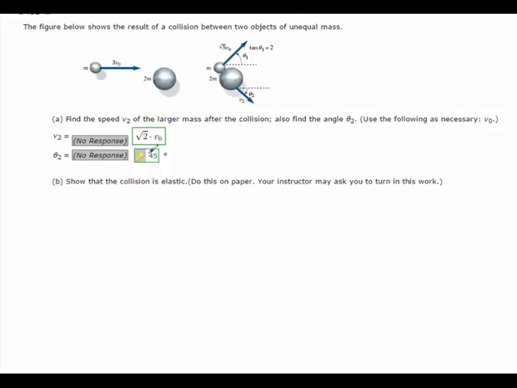This one here, I also have the answers, and I'll prove to you how to solve this one. Alright. The figure below shows a collision between two objects of equal mass. Now this one is showing you what happened before and what happened afterwards. Alright, so you're going to work this basically the same way.